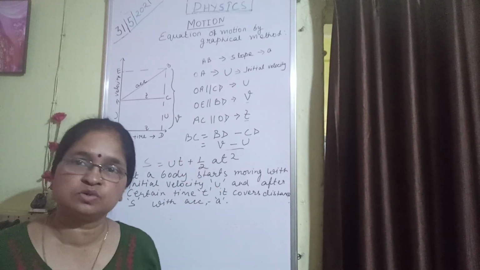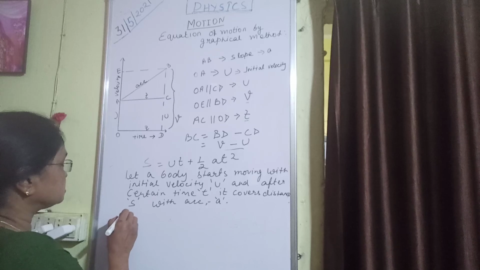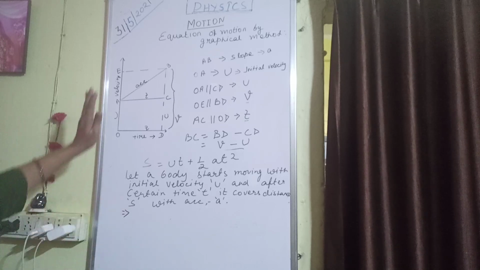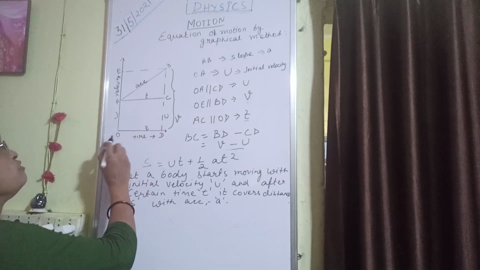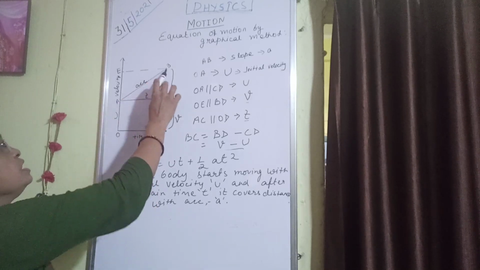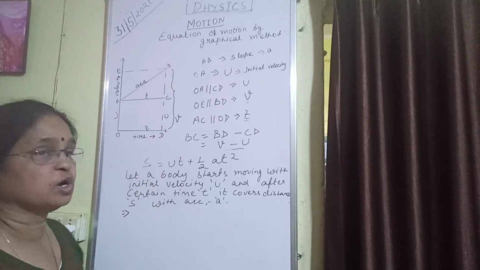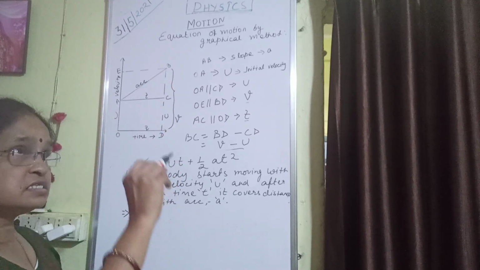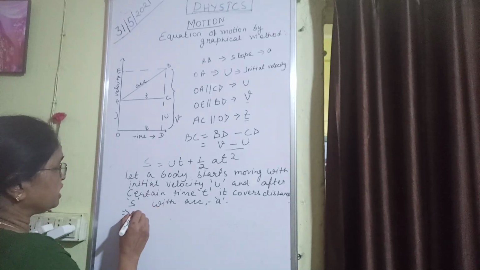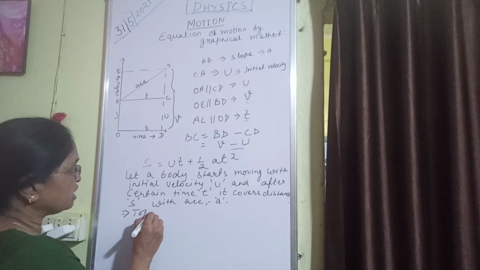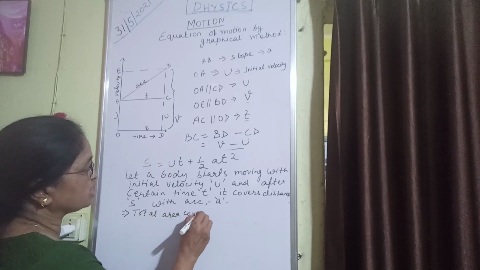So we have introduced all the terms. Now let's start. How will you start? Body is moving. So the body starts moving from O, A, B. At B, it stops. So, what is the total area covered by the body? Here we are finding the total area covered by the body.